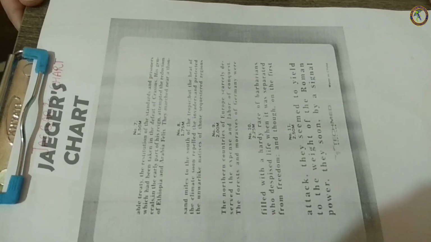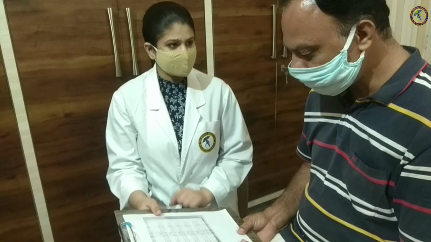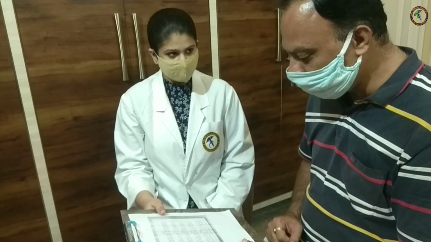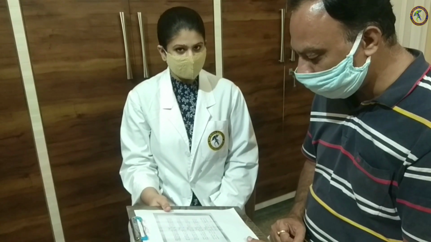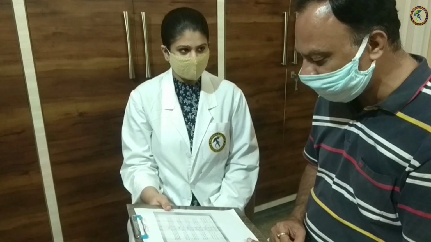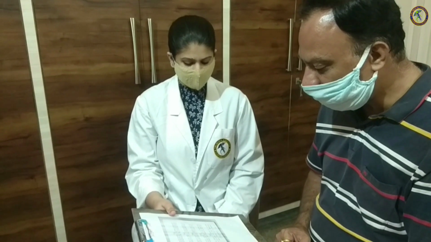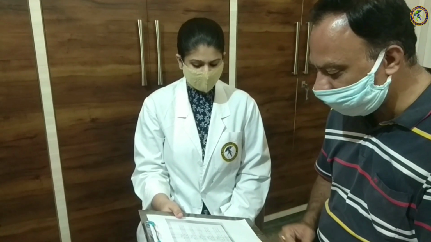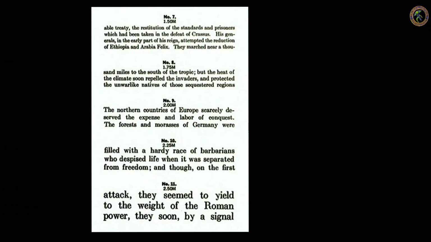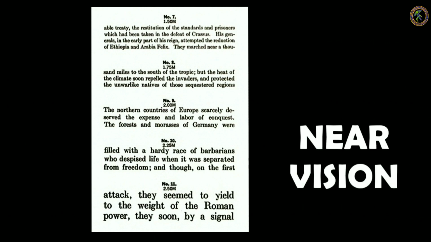Test for near vision. Ask the subject to read the Jaeger's chart at ordinary reading distance. Attack, they seem to yield to the weight of the Roman power. They soon, by a signal, filled with the hardy race of barbarians. Doctor, I can't read further. The near vision is recorded as the smallest print which the subject can read comfortably.